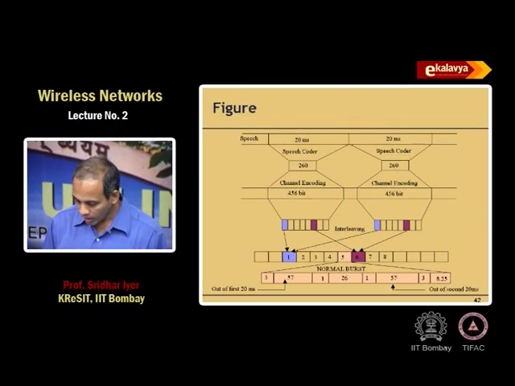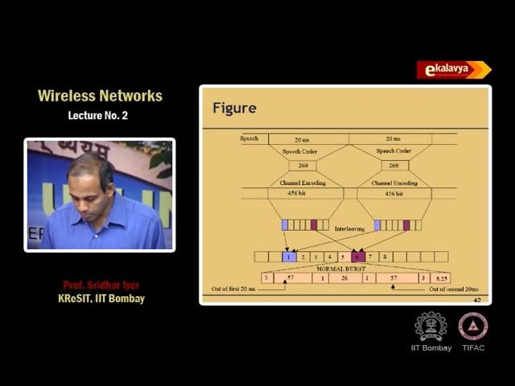So now we come to this 456 bits. What does it do with the 456 bits? Now that's also very interesting. It does something called block interleaving. So I have 456 bits which come from the first 20 milliseconds of speech. I have another 456 bits which come from the second 20 milliseconds of speech. Now this 456 bits you chop into eight chunks of 57 bits.